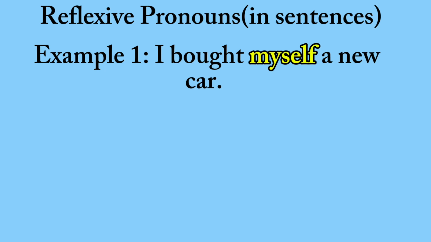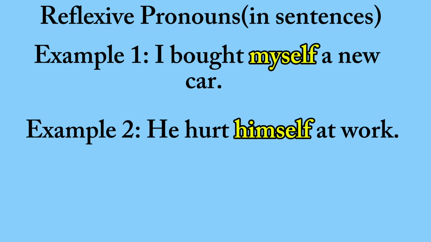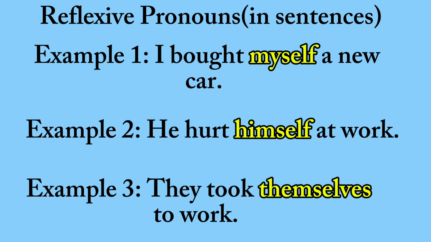person. Example 2 says he hurt himself at work. As you can see, the subject he and the object, which is also the reflexive pronoun, are the same person. He and himself are the same person. Example 3 says they took themselves to work. As you can see, they is the subject and themselves is the object, and it's also the reflexive pronoun, and these are the same people.